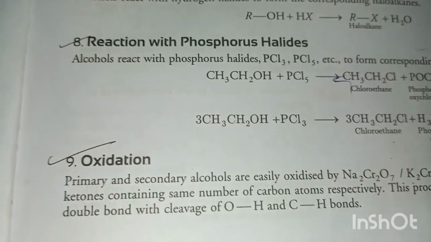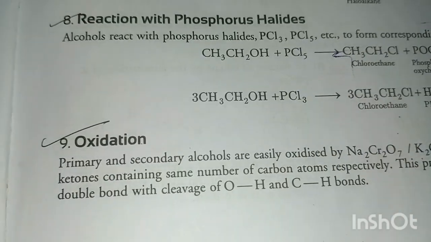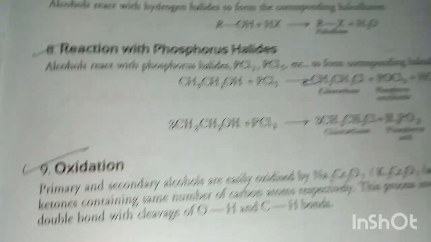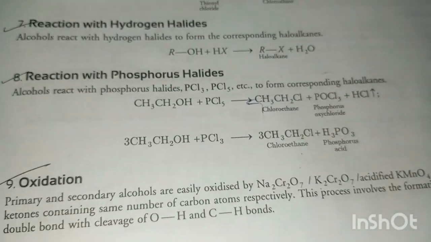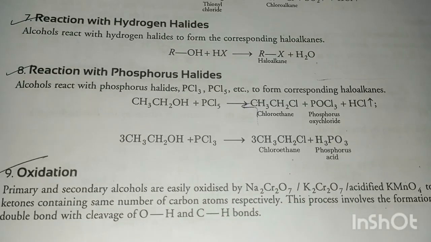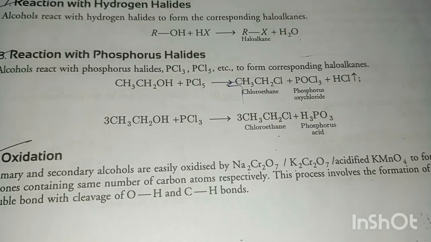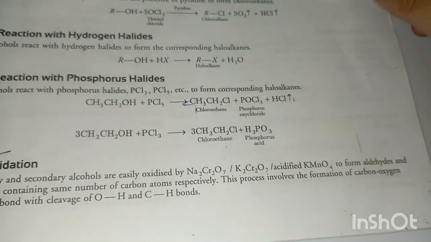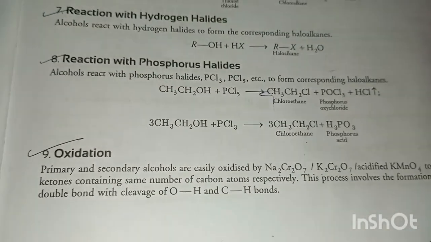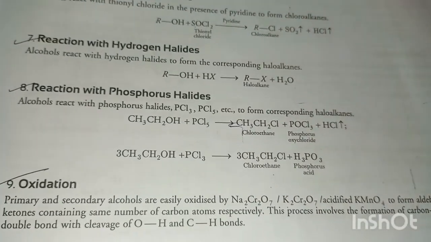Now the next chemical reaction is oxidation of alcohols. Primary and secondary alcohols are easily oxidized with sodium dichromate, or potassium dichromate, or acidified KMnO4. We have already discussed that these are strong oxidizing agents, potassium permanganate and potassium dichromate, okay, to form aldehydes and ketones containing the same number of carbon atoms respectively. This process involves the formation of a carbon-oxygen double bond, okay, with cleavage of OH and CH bonds.